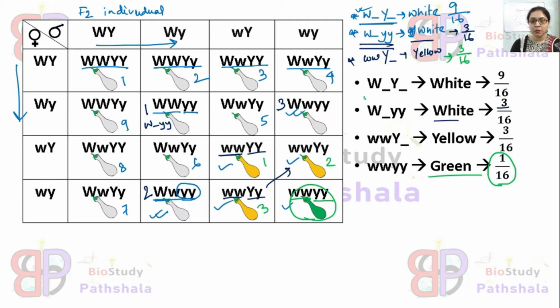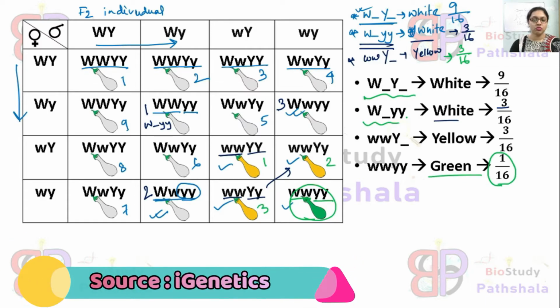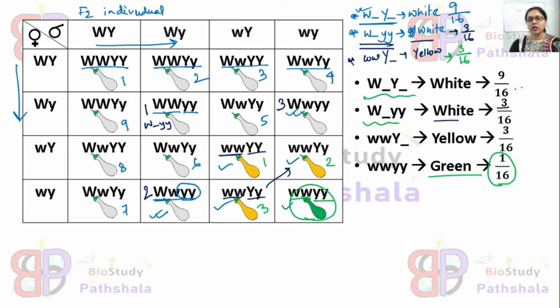That means these 2 particular genotypes show white coloration. That means these 2 together will show the white coloration. That means 12 individuals among 16 individuals are showing the white coloration.